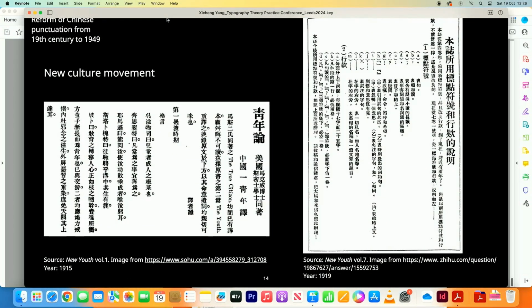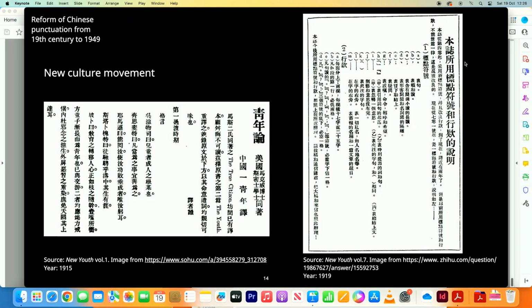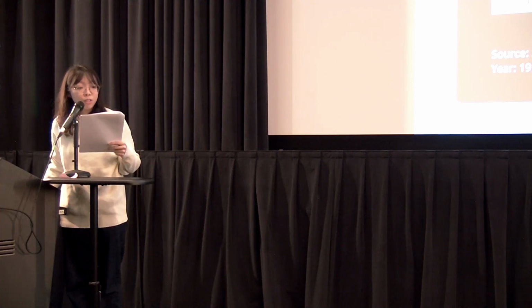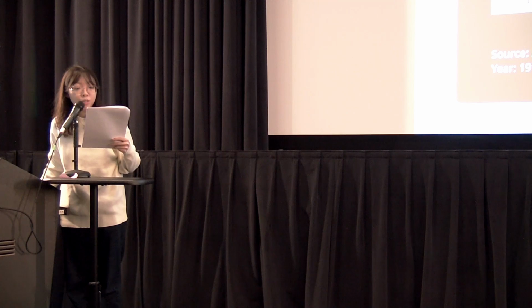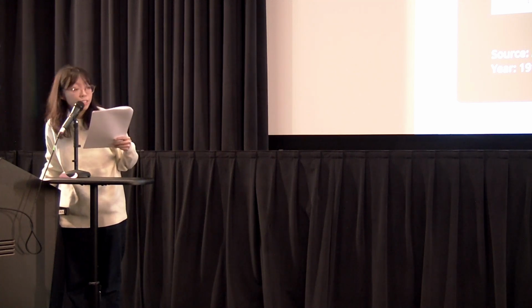After the movement of reforming the punctuation system, pronunciation system, in 1915, the New Culture movement happened. The symbolic publication of this movement, New Youth, still used Judo in their volume 1. Later, they made the rule of punctuation used in this journal in volume 7 in 1919.